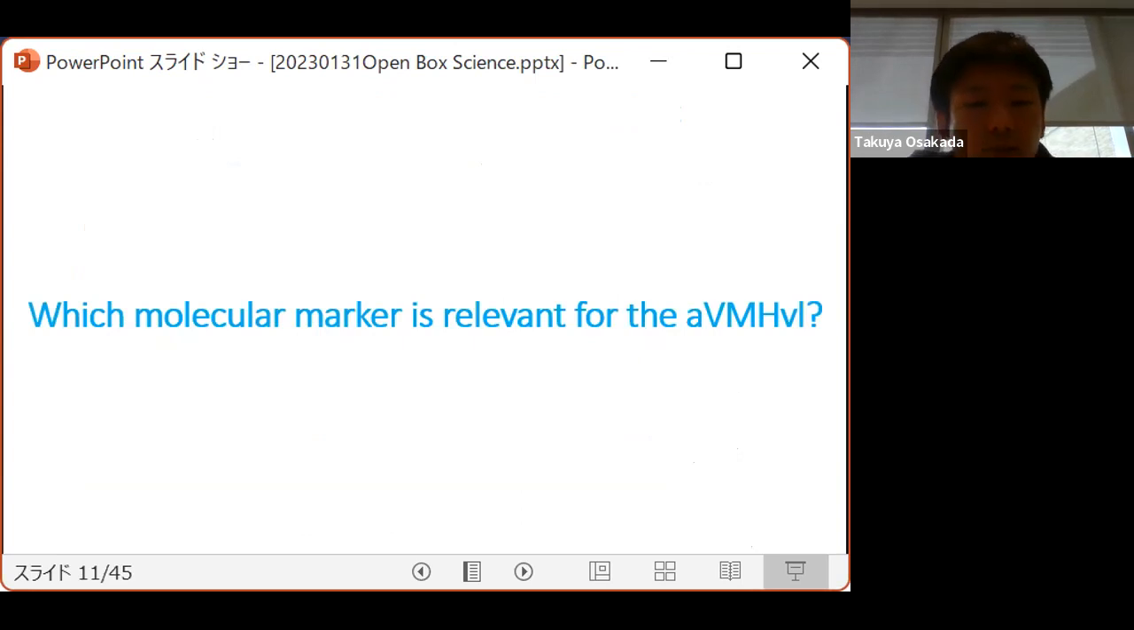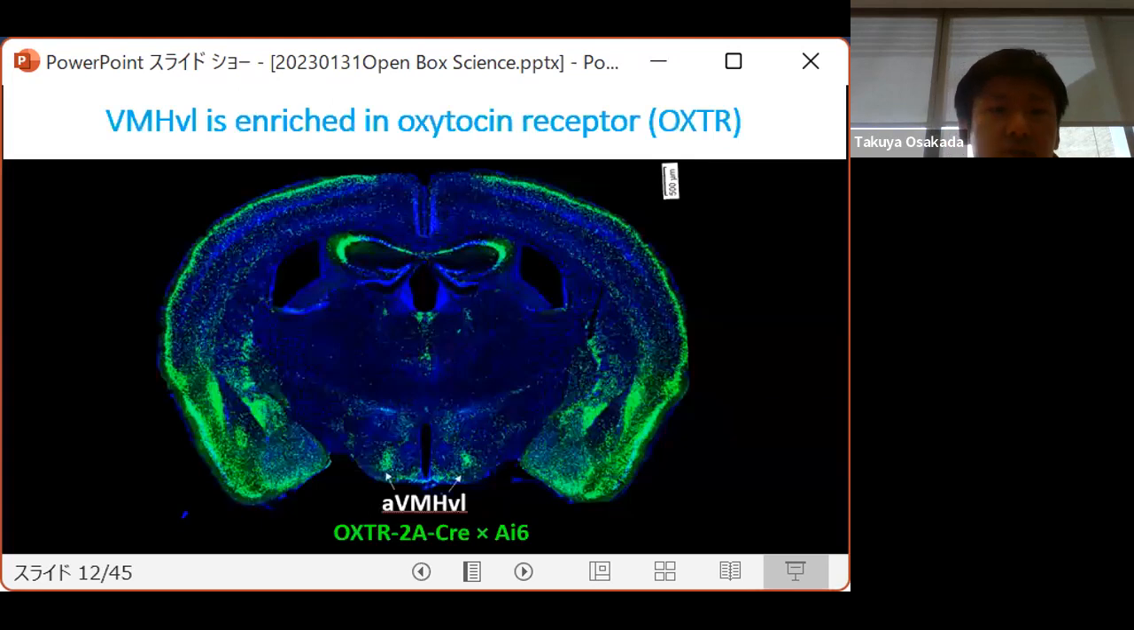So then the next question should be the relevant molecular marker for the anterior part of the BMHBL. There are many candidates, but today we want to focus on the oxytocin related molecules. This image is a section from oxytocin receptor animals crossed with the Ai6 reporter line.